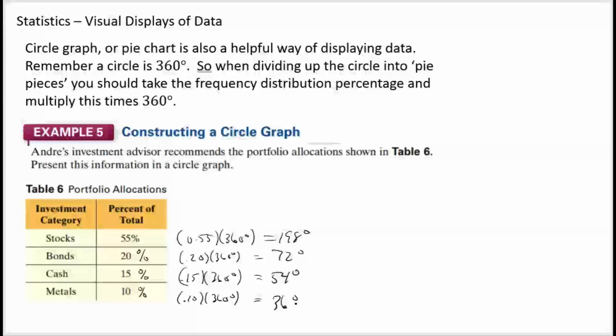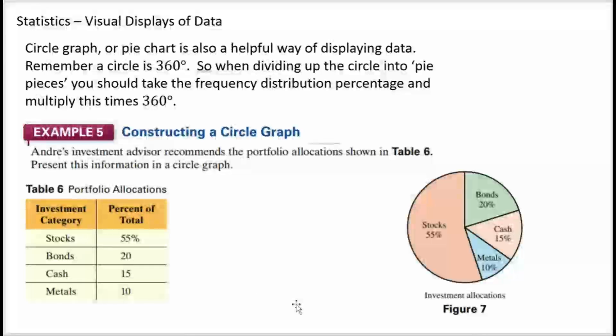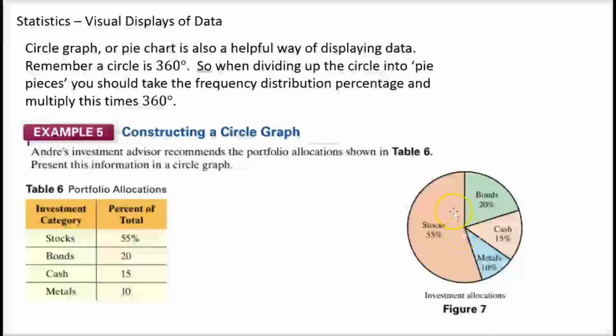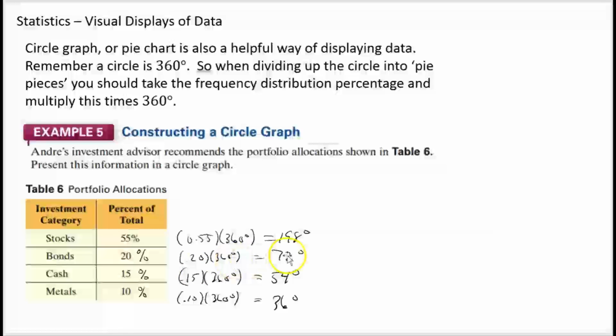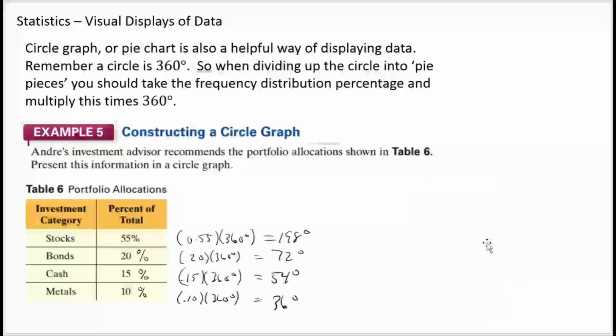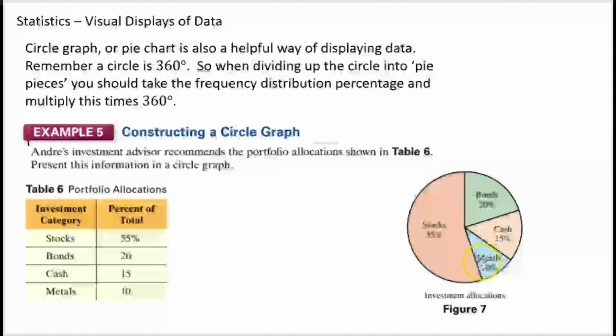Now, instead of drawing this circle myself and getting out my protractor, I'm using the book's version of that. But remember, 55% is 198 degrees, and that's a 198 degree angle right there. 20% in green up there was 72 degrees, so that's a 72 degree angle. And then the 15% was a 54 degree angle, and then we have a 36 degree angle.